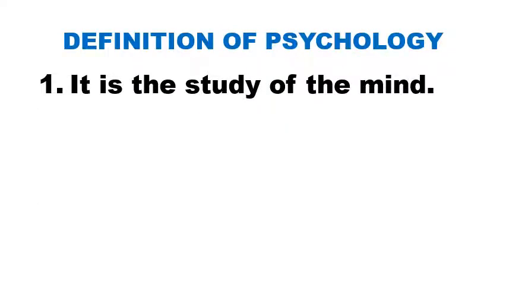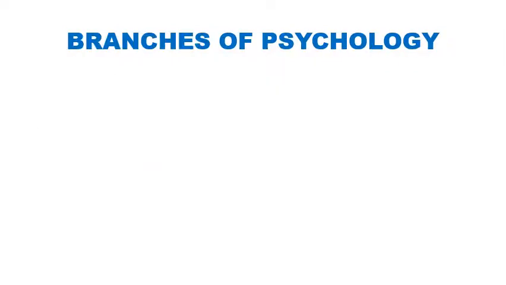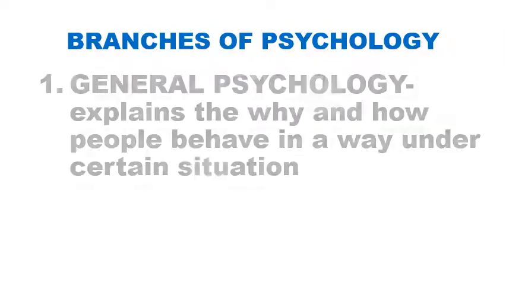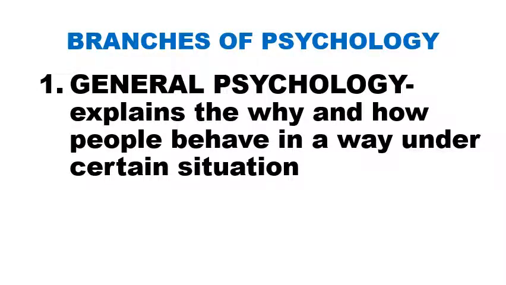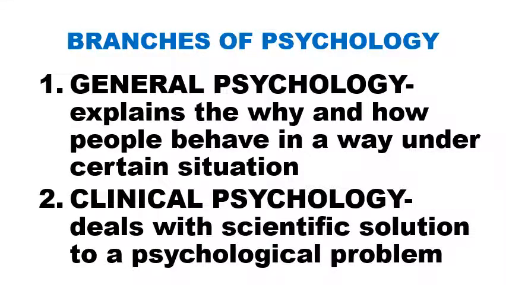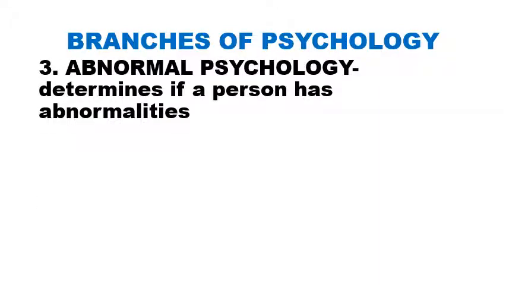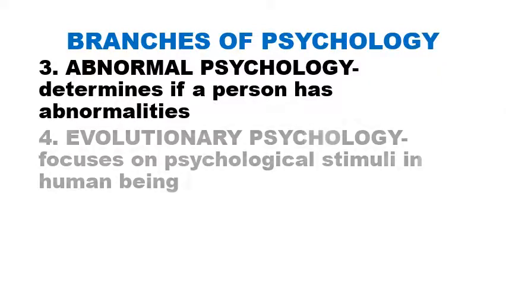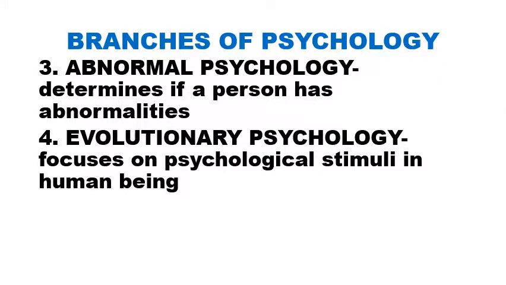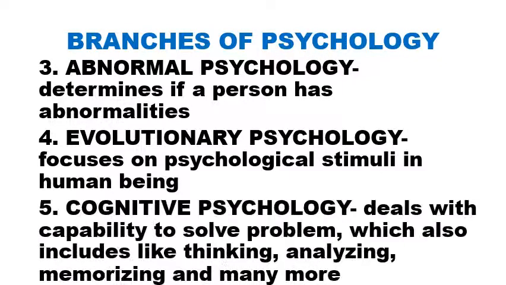Definition of psychology: it is the study of the mind. It is the science of human behavior. Branches of psychology: general psychology explains the why and how people behave in a way under certain situations. Clinical psychology deals with scientific solutions to a psychological problem. Abnormal psychology determines if a person has abnormalities. Evolutionary psychology focuses on psychological stimuli in human beings. Cognitive psychology deals with the capability to solve problems, which also includes thinking, analyzing, memorizing, and many more.